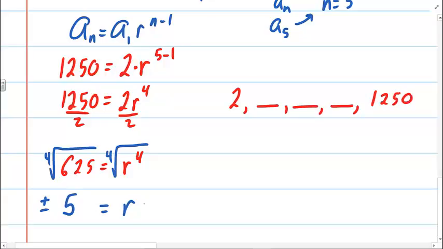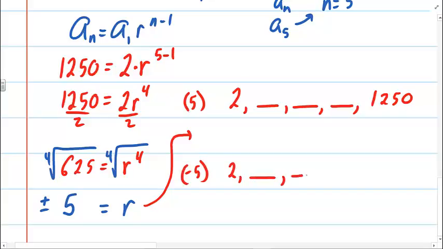Now here's a slight problem though. My r says plus or minus 5. So I have to do it once for positive 5, and I'm going to have to do it again for negative 5 because there's 2 possibilities of the way to do this. So I'm going to write it down twice, and let's fill these in.